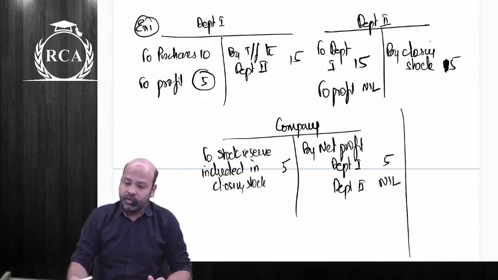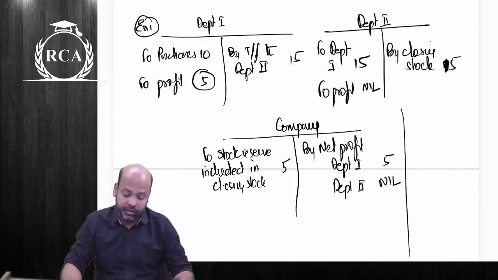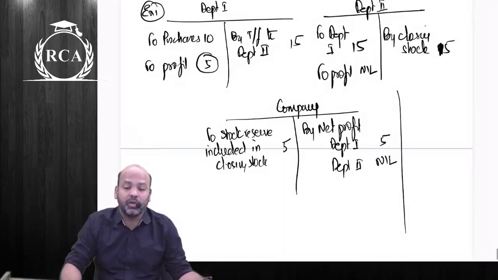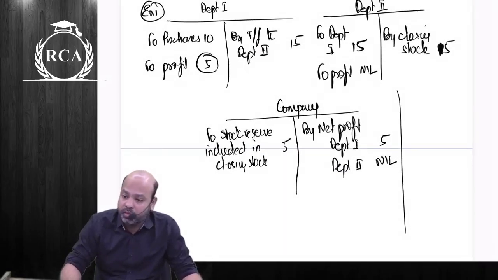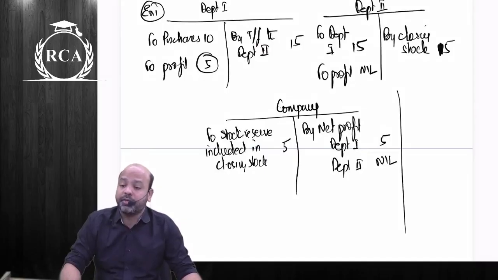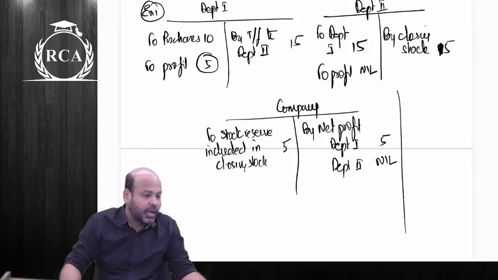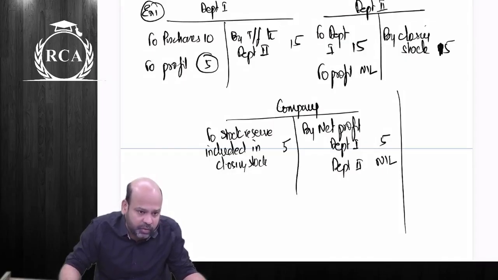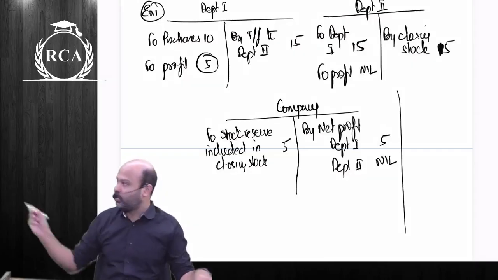The closing stock at department 2, guys, is being valued at 15 rupees, but the correct cost of department 2's closing stock is only 10 rupees. I have to bring it down from 15 rupees to 10 rupees. How do I do that? Reduce the value of closing stock by 5 rupees. Reducing closing stock value matlab reducing your profits. Are we clear, guys? ये stock reserve कहाँ पे जाएगा?